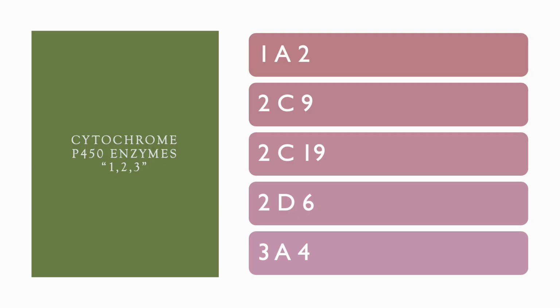Cytochrome P450 enzymes. I remember these as 1, 2, 3. Basically I just put them in order. There's 1A2, then there's three 2s, and there's obviously 1, 3A4. These are the ones we're most concerned about with psychiatry and medication. And just to remember them, not necessarily link them to anything, I just think 1, 2, 3. That's 1A2, 2C9, 2C19, 2D6, and 3A4.